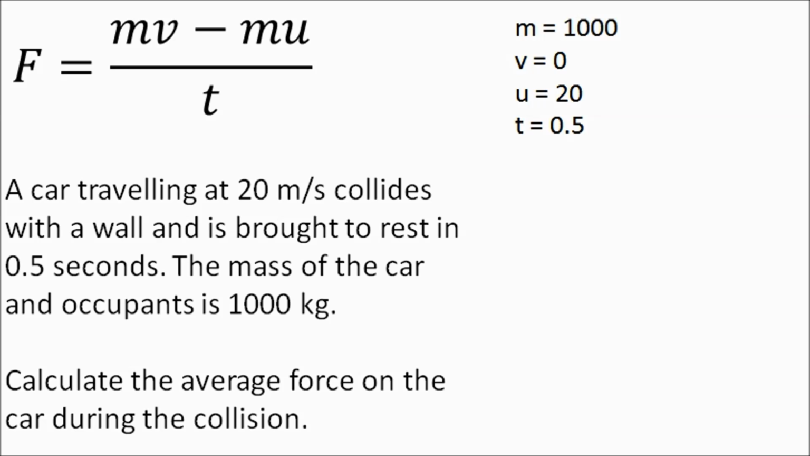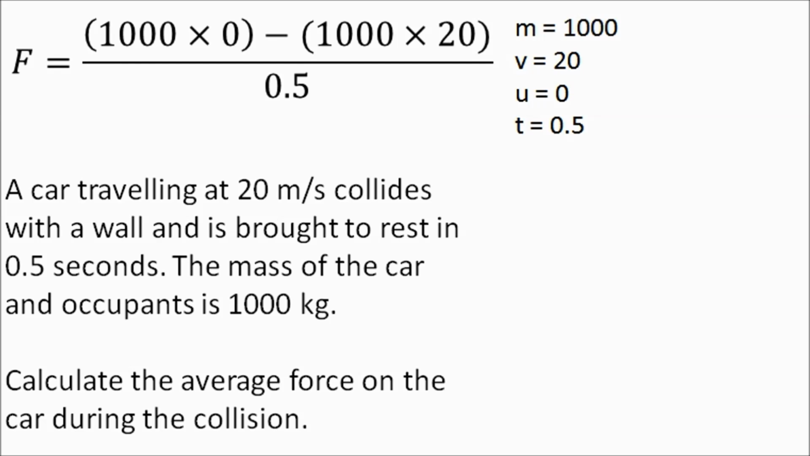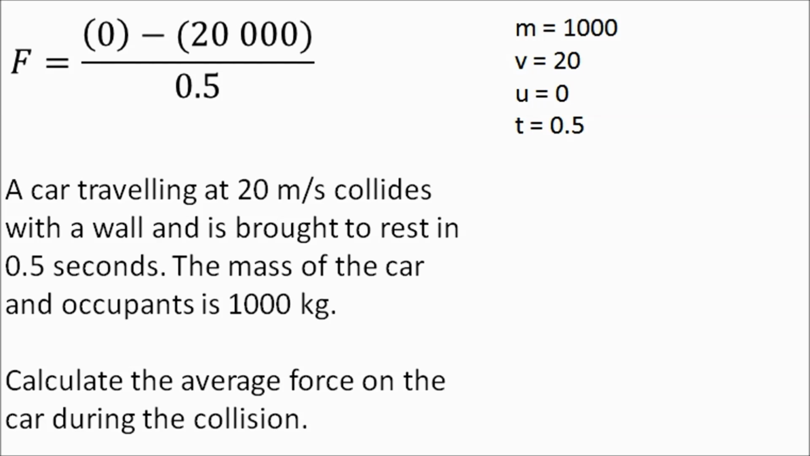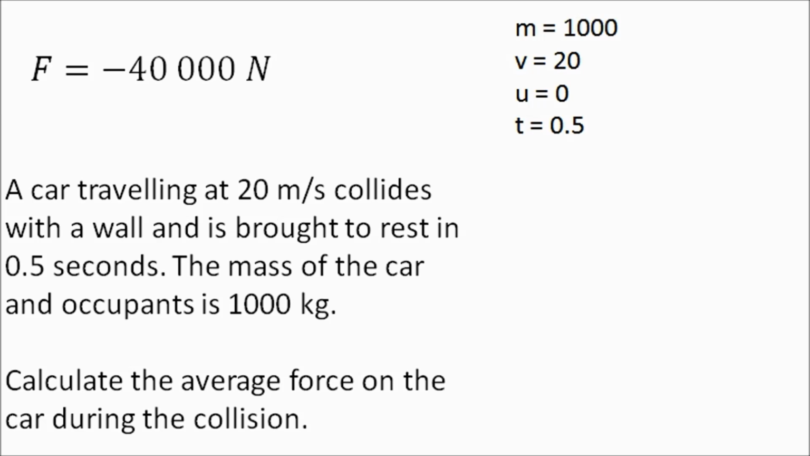So you feed all those values into this little equation here. 1,000 multiplied by 0, anything multiplied by 0 is 0, minus 1,000 times 20, and this is what we get, and the final answer is minus 40,000 newtons. Now, because this is a deceleration, the number comes out negative, but you don't need to write that negative sign. The answer is 40,000 newtons, or 40 kilonewtons.